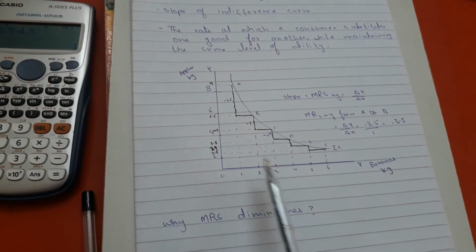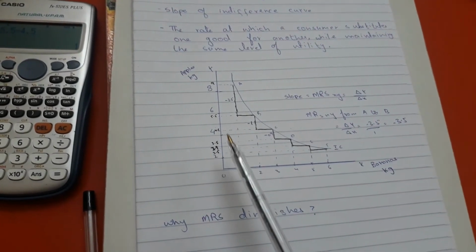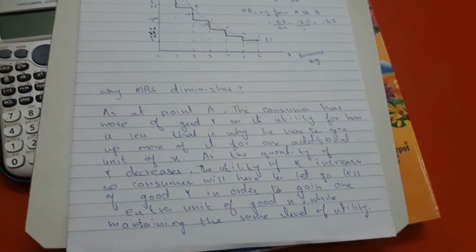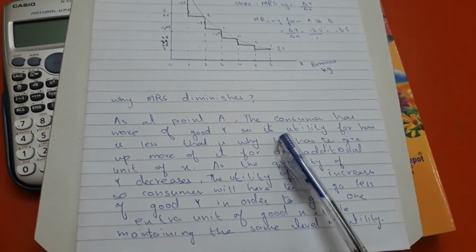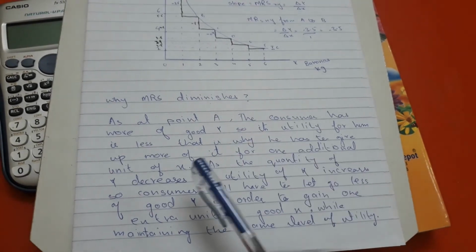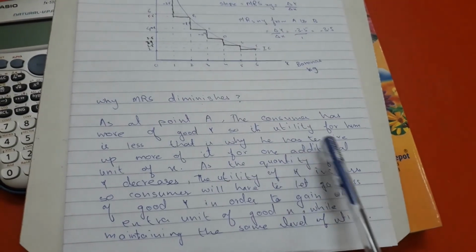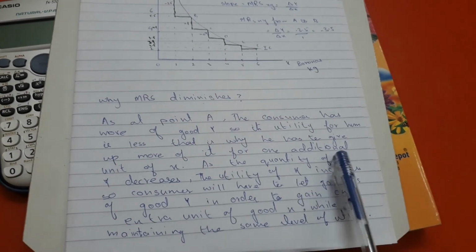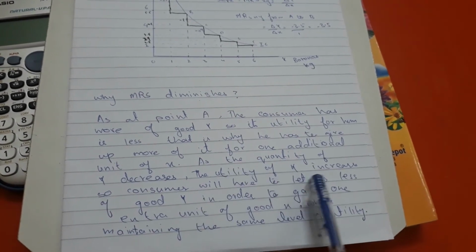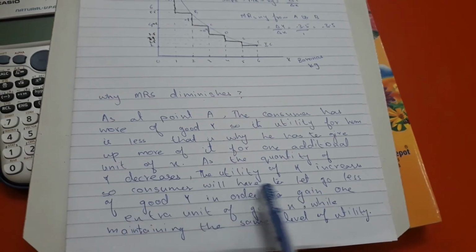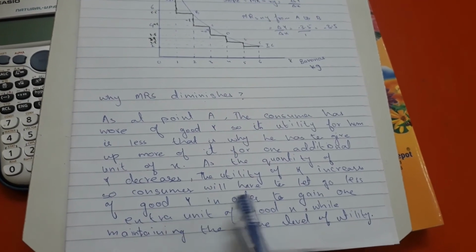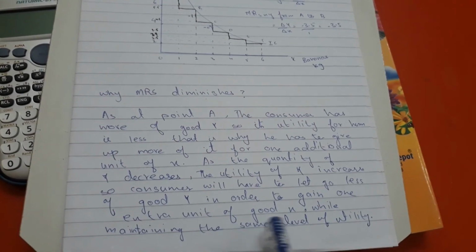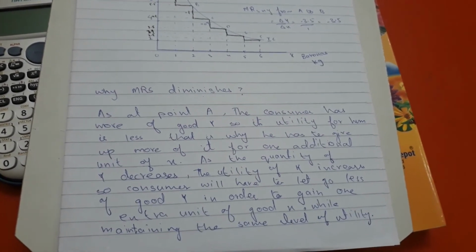So we have to let go of less apples to attain an extra unit of bananas. As at point A, the consumer has more of good Y, so its utility for him is less. That is why he has to give up more of it for one additional unit of X. As the quantity of Y decreases, the utility of Y increases. So the consumer will have to let go of less of good Y in order to gain one extra unit of good X while maintaining the same level of total utility.